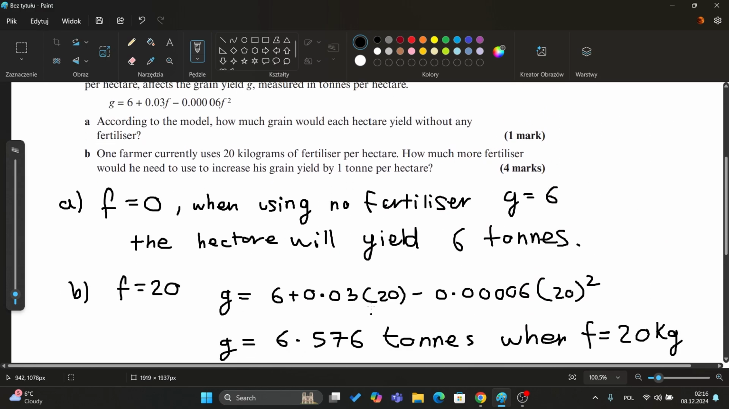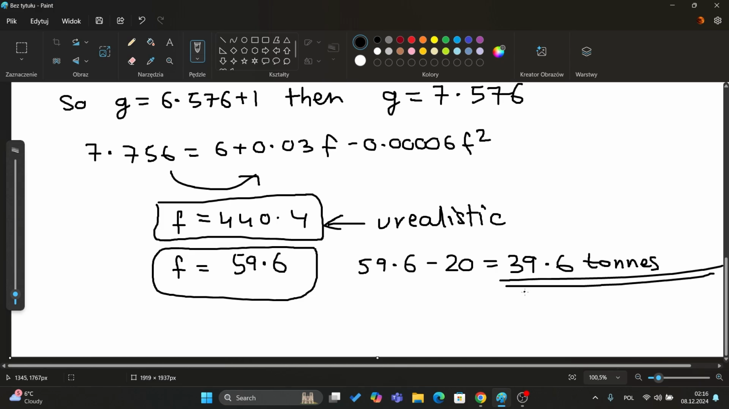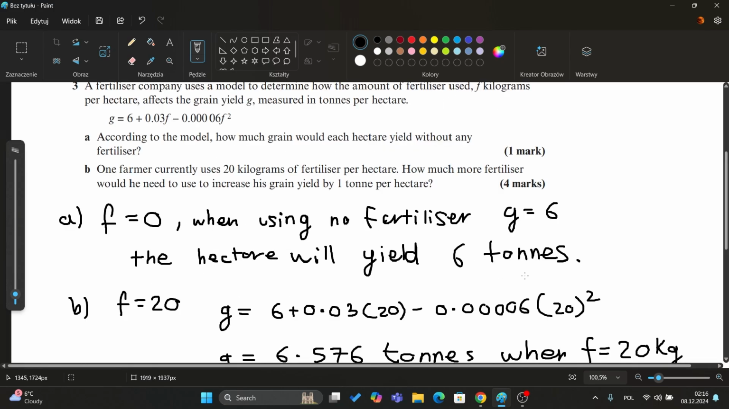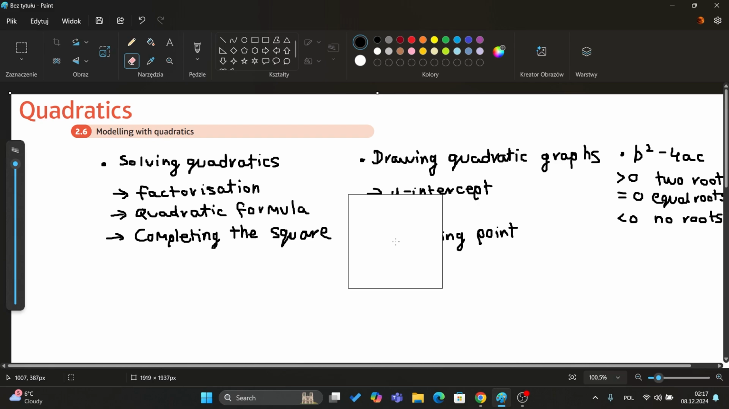So therefore we are going to use 59.6 minus 20, which is 39.6 more kilograms to increase the grain yield by 1 ton per hectare. And now that should be enough for you to go on to the exercises at modeling with quadratics, exercise 2H.